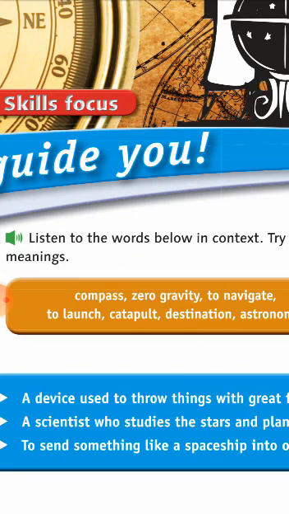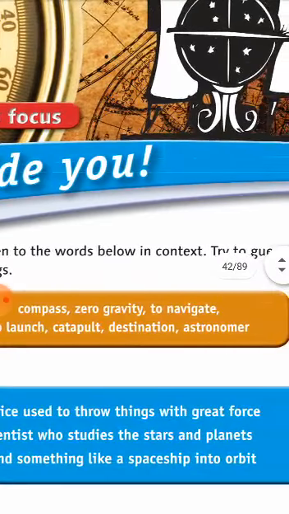Destination. I went on an airplane from Beirut. My destination was London. Destination means the place that someone or something is going to. And the last one, astronomer. The astronomer spent hours studying the stars all night. Astronomer means a scientist who studies the stars and planets.